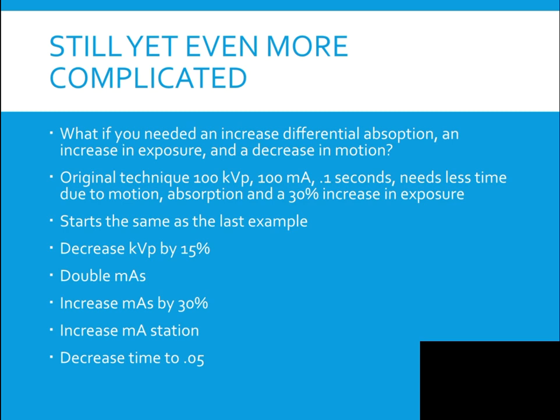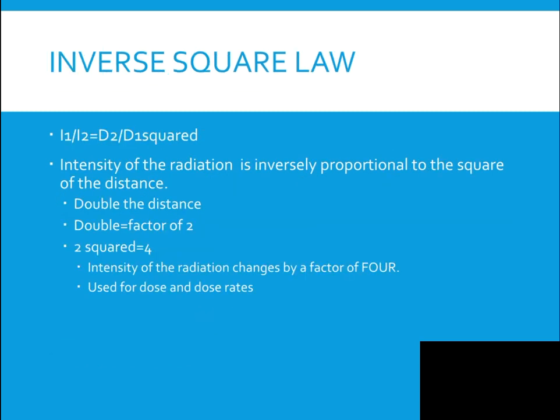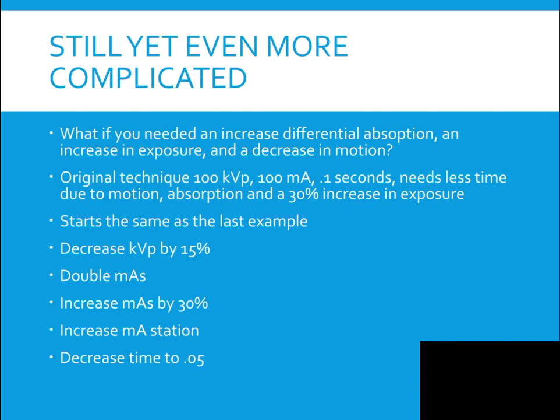So take it one thing at a time. Well, if you need to increase differential absorption, stop. What does that mean? If you need to increase differential absorption, you need to decrease kVp. So walk through that: decrease your kVp by 15%, and then double your mass because you want to bring it back up to the same exposure. Now increase your mass by 30%, and now you're going to need to change your mA station and your time to decrease your exposure time.